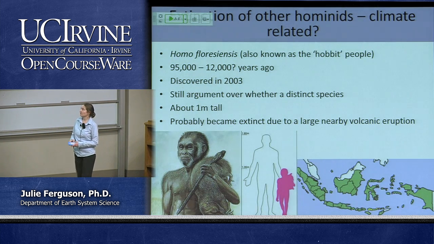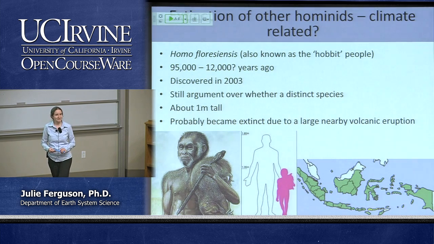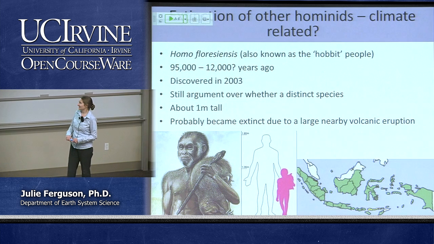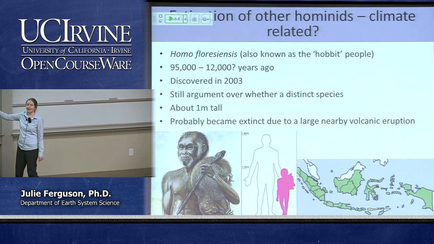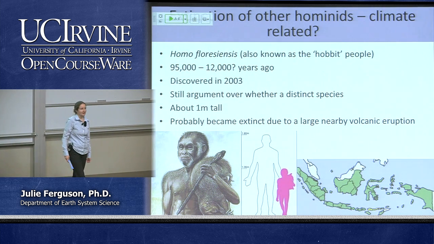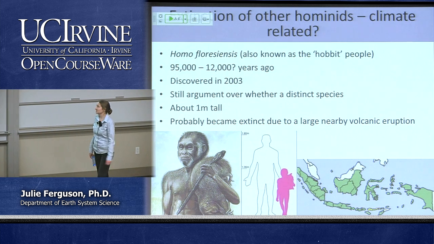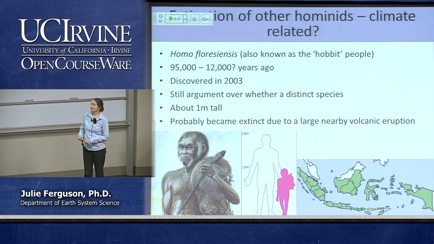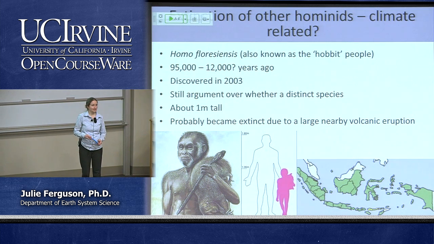And then we have our Floresiensis. And these have been nicknamed the Hobbit because really they were very small. These guys, you can see they're sort of full size there compared to a normal human, Homo sapiens rather. They lasted probably from 95,000 years ago to maybe 12,000. This is a really recent discovery. They were discovered in 2003.